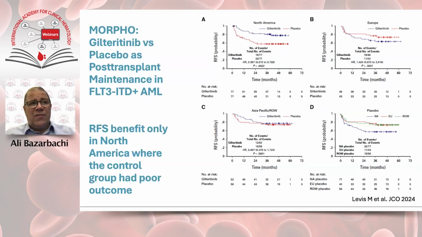Interestingly, and this is very difficult to understand in this study, when we look to the effect of gilteritinib according to the geographic area on relapse-free survival, you can see that gilteritinib was associated with a significant benefit only in North America in panel A, where the control group had a poorer outcome as compared to the control group in Europe or in Asia-Pacific areas. Conversely, if you look to Europe, for example, in panel B, the placebo arm in red had a better relapse-free survival than the gilteritinib arm in blue.